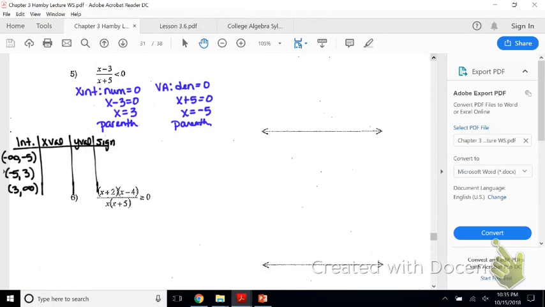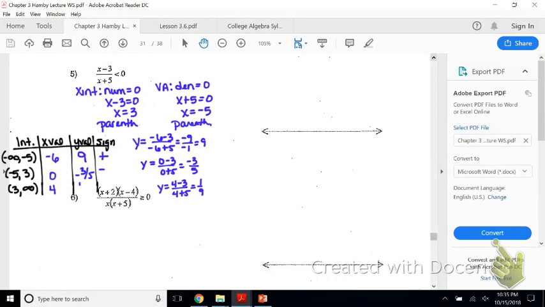I'm going to change colors. I don't like it being just all black. I meant to change before I did the intervals, but it is what it is. Then I'm going to plug this in. So when x is negative 6, I have negative 6 minus 3 over negative 6 plus 5. So negative 9 over negative 1, which is a positive 9. Plug in 0. It's negative 3 over 5, so negative 3/5. And then plug in when x is 4. So positive 1/9.